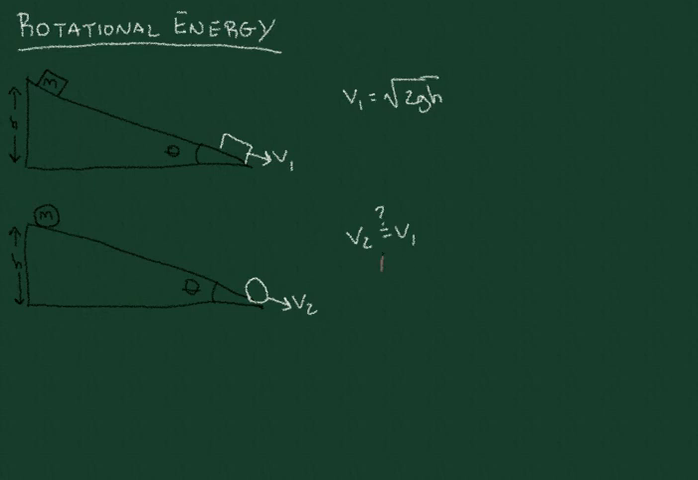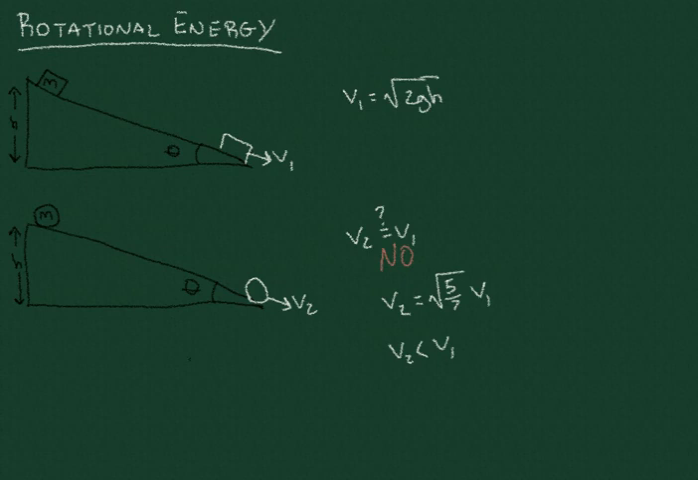And the answer is no. No, they don't. In fact, what you would find if you calculated this, if this was, for example, just a spherical ball, is that v2 is actually the square root of 5/7 times v1. So in the case of the sphere, a rolling ball has a slower velocity when it gets to the bottom than a sliding mass.